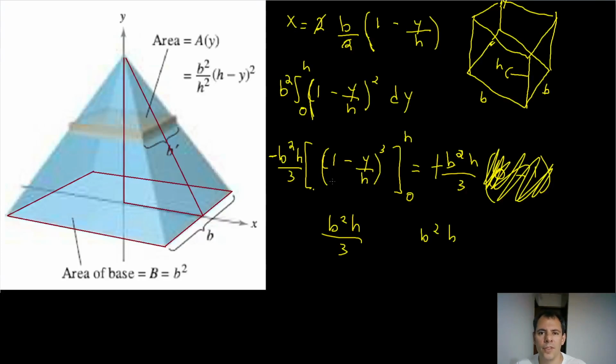As long as it varies linearly, the volume of the pyramid is going to be the volume of the prism with the same height and with a base of the same shape, the same shape and the same area. So that's it, guys.